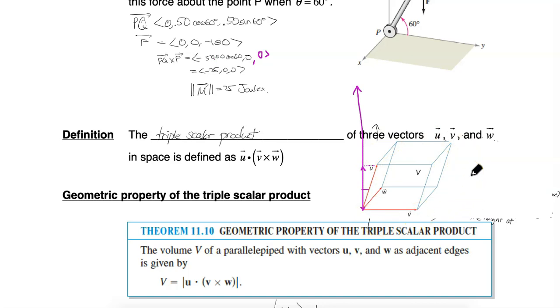Depending on the orientations of the vectors, you may actually get a negative number at this point, because if V was defined here and W there, V cross W would actually point downwards. So be careful. That's a little detail, but we need to take the absolute value of the result because volumes are always positive.